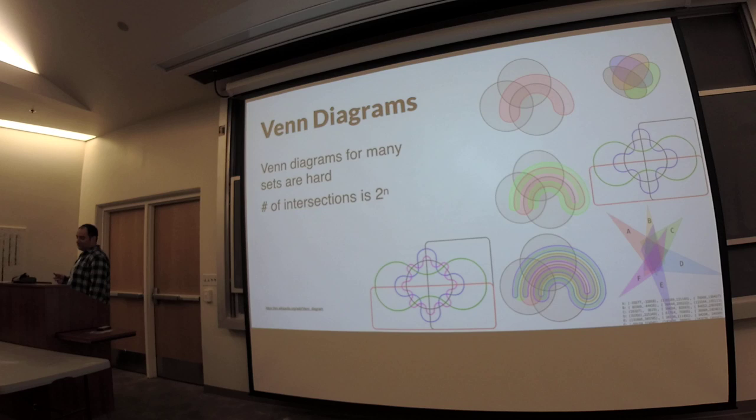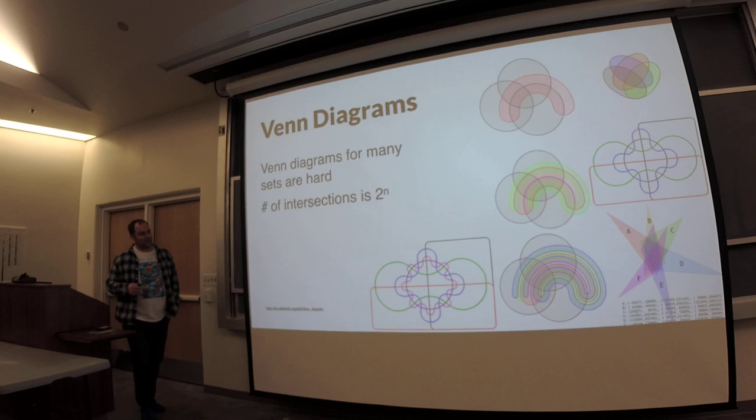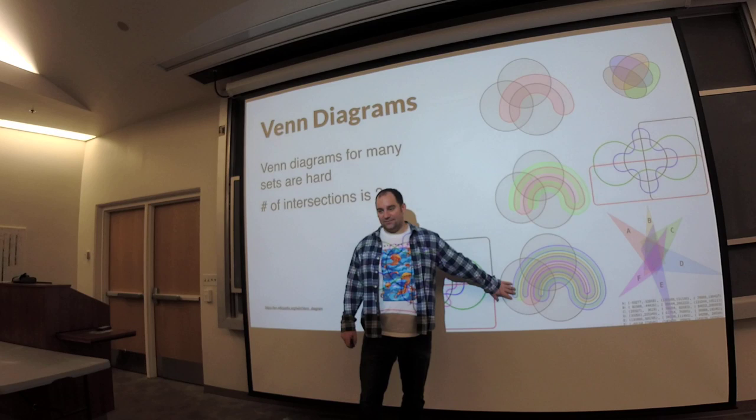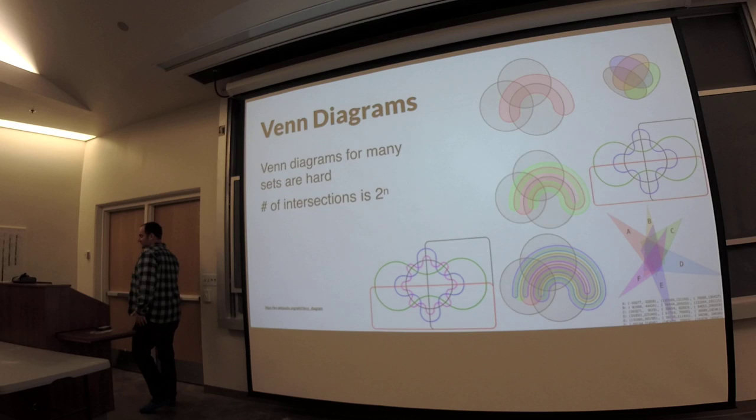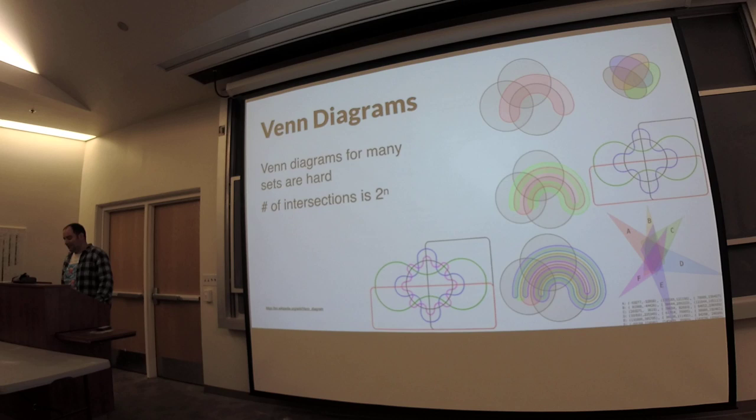So here are some possible Venn diagrams for 4, 5, 6, and 7 sets. And I think 6 is the most. But yes, it is a Venn diagram, and yes, it does work, but this isn't a useful visualization, right? This is just a mathematical existence proof that you can create something like that, but not necessarily a useful visualization.